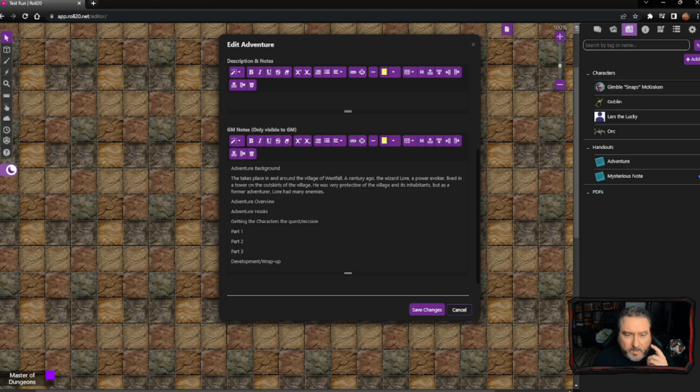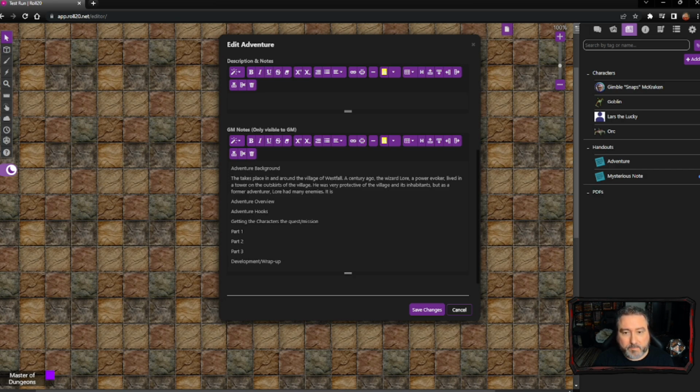So that just gives us a basic idea of starting out the adventure. We're going to have it set in and around the village of Westfall. We've established that a century ago, the wizard Lore, a powerful evoker, lived in a tower on the outskirts of the village. He was very protective of the village and its inhabitants, but as a former adventurer, Lore had many enemies.